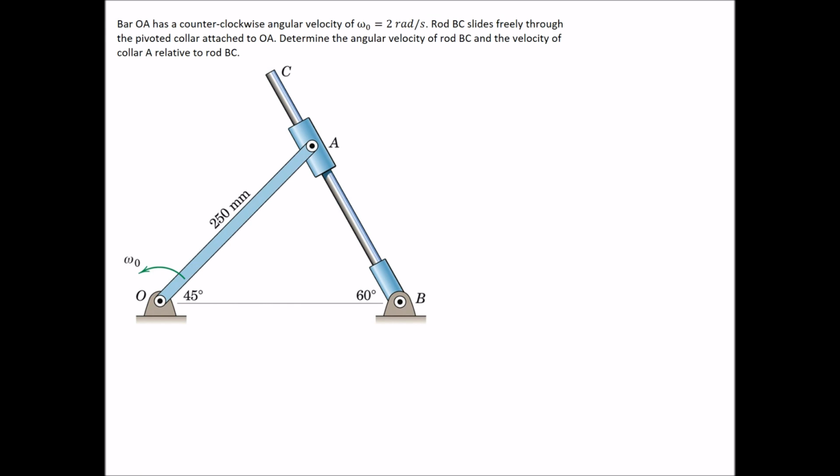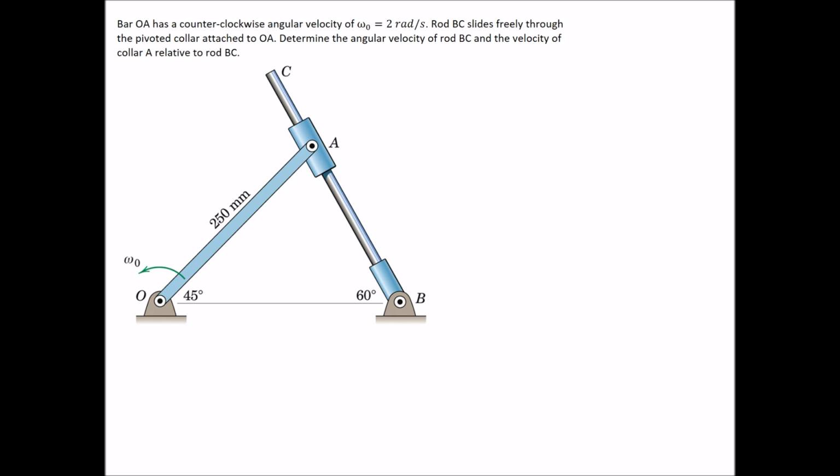So bar OA has a counterclockwise angular velocity of 2 radians per second. Rod BC slides freely through the pivoted collar attached to OA. We're asked to determine the angular velocity of rod BC and the velocity of the collar relative to rod BC.